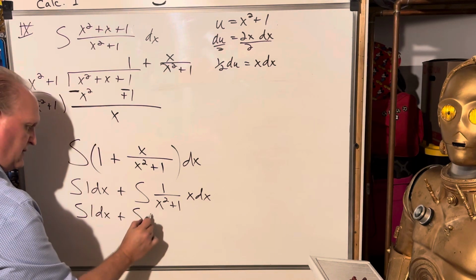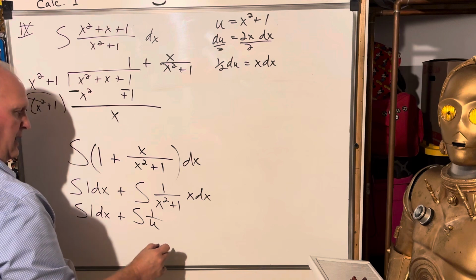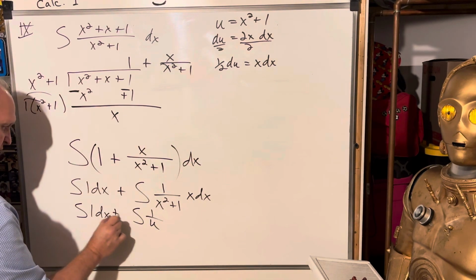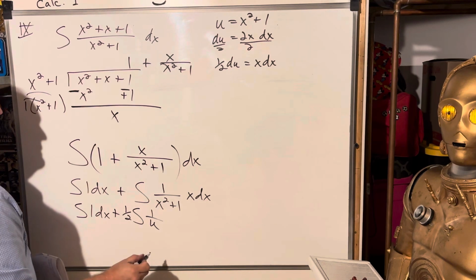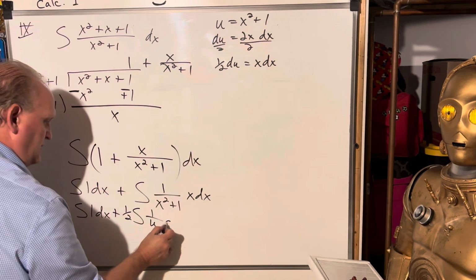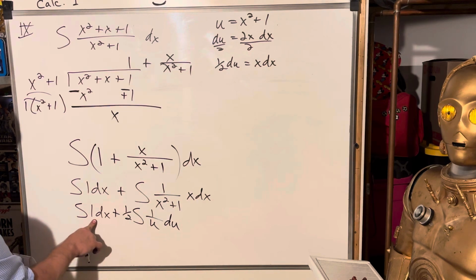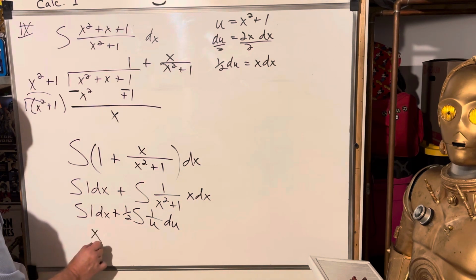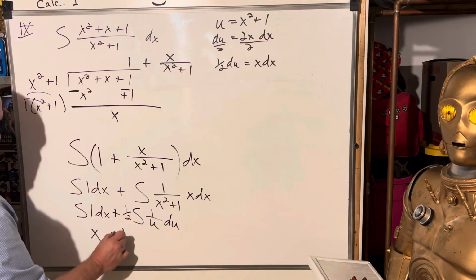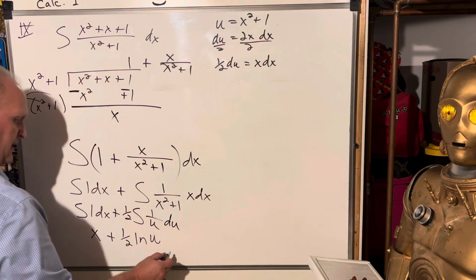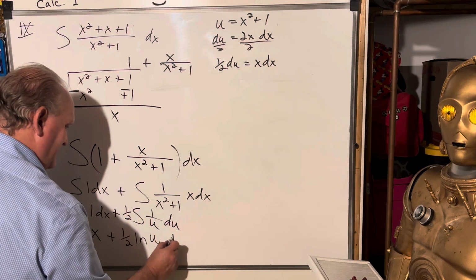dx plus 1 over u. And then that 1/2, just because I'm running out of room here, we're just going to sneak that 1/2 out in front and put the du there. All right, and now we can integrate. So the antiderivative of that is just x. The antiderivative of this is 1/2 ln u, and then plus c.